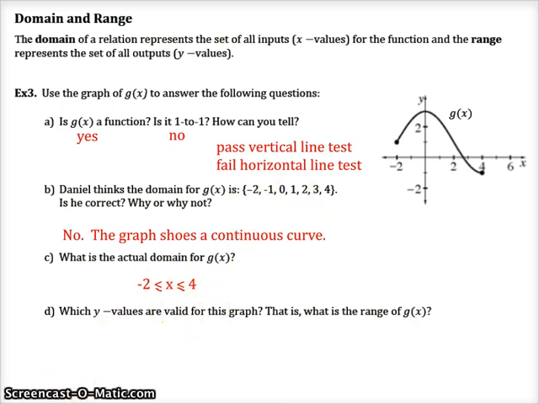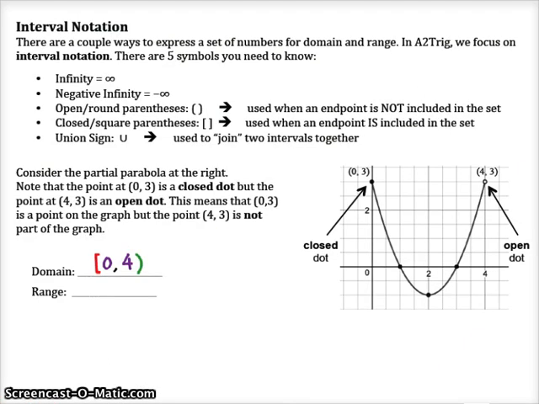Which y values are valid for this graph? Well, same kind of thing. Now I have to look from bottom to top. The smallest value looks like it's -1, and the largest value looks like 3. So I can write it that way. There's other ways to write this. There's also some technicalities about how you observe things on a graph, and we'll get into that later, but for now, that should satisfy you.